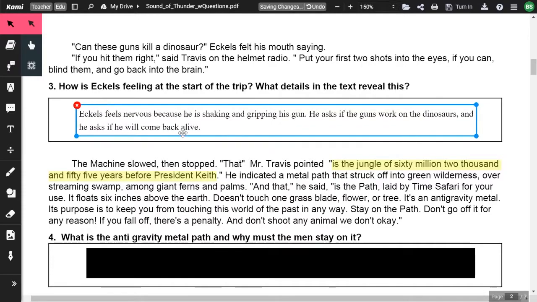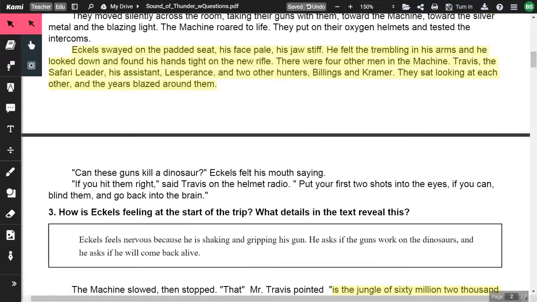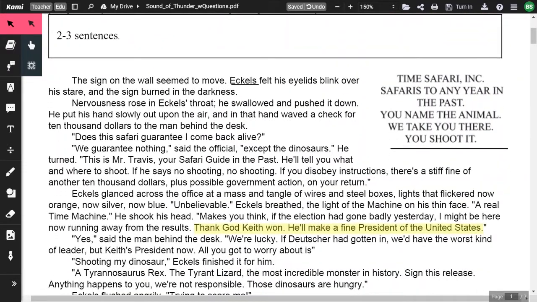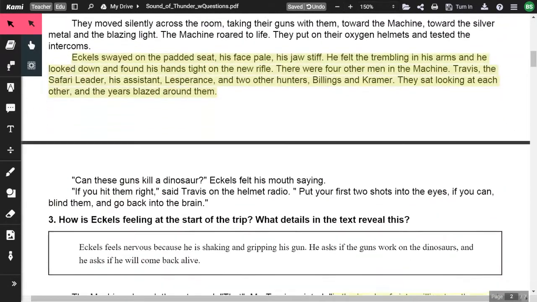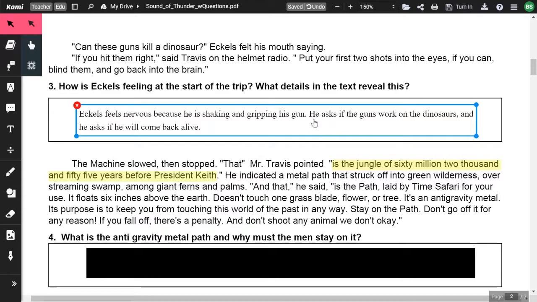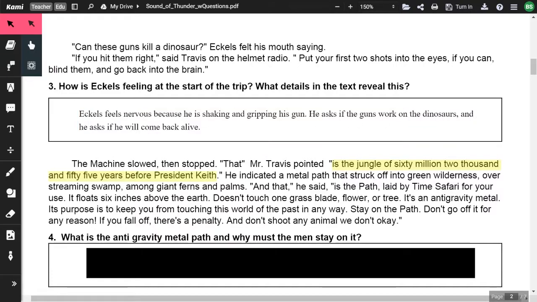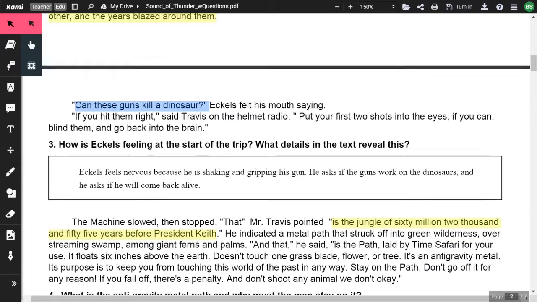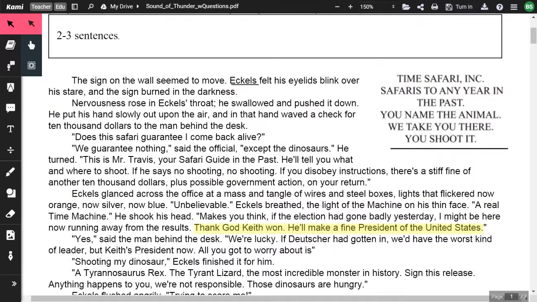We know this because he's shaking, he's trembling, he's gripping his gun real tight, he has a stiff jaw. It basically even says that he's nervous at the top, I think. Nervousness rose in Eccles' throat. He asks if the gun is going to even work on the dinosaur. Hey, are you sure this is going to work? And back at the beginning, he asks, does this guarantee that I'm going to come back alive? So he's obviously pretty nervous.